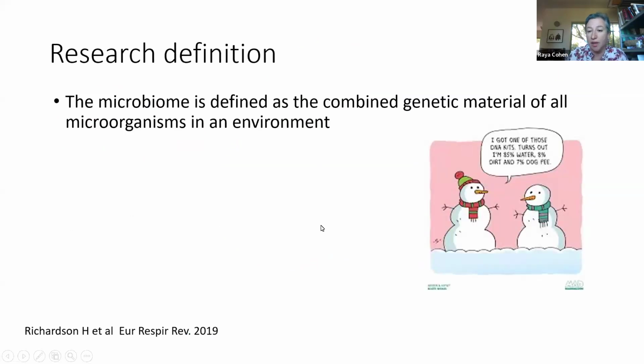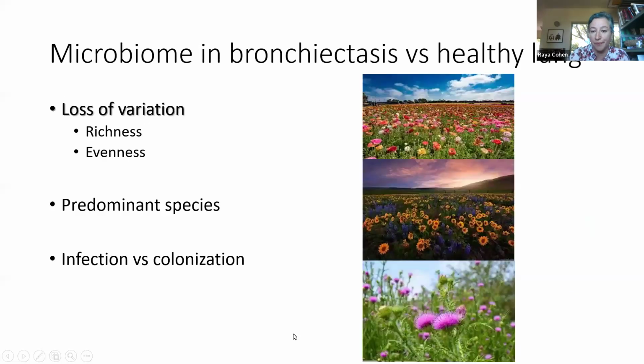But sometimes we need a more simplified and more technical definition. So this is another definition that they found. The microbiome is defined as the combined genetic materials of all microorganisms in an environment. And this is taken from the European Respiratory Review 2019.